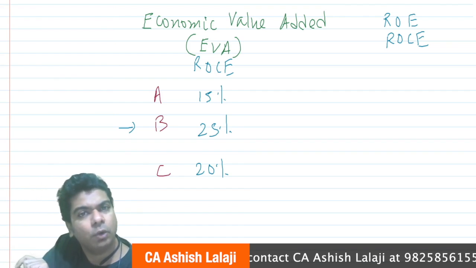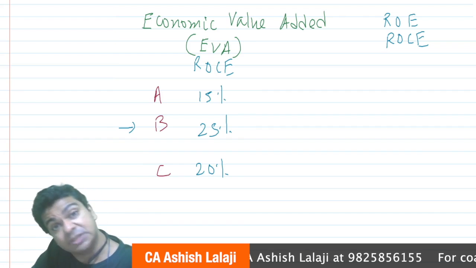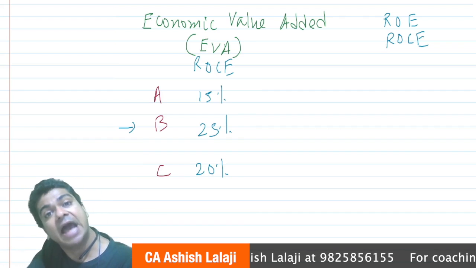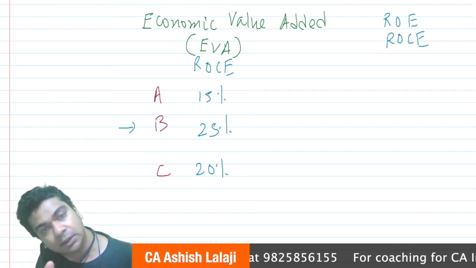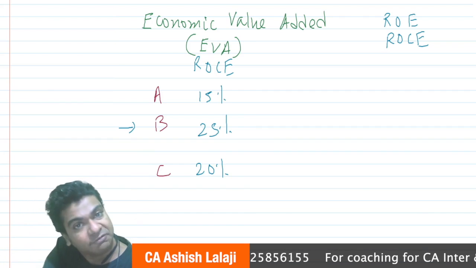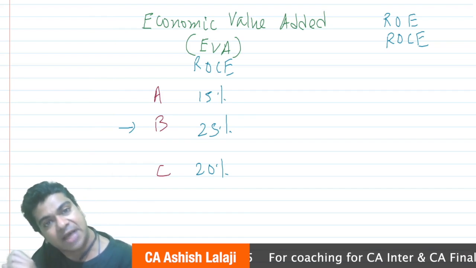Are you asking the question why company B is giving such a high return? It's quite possible that company B is highly leveraged. Leveraged means it is employing a huge amount of debt. And because it has a huge amount of debt, the financial risk of an equity investor will be on a higher side.